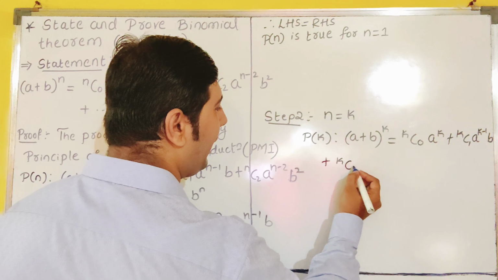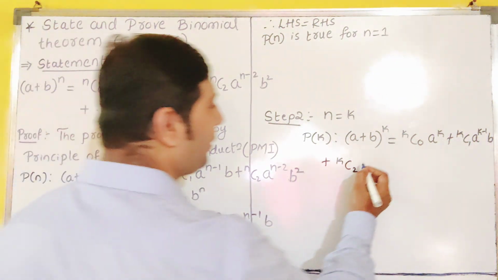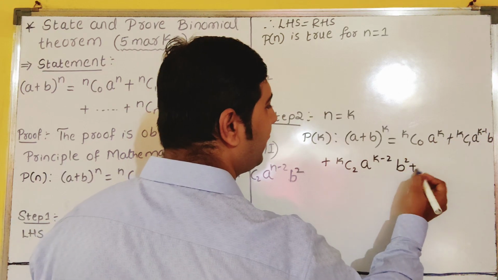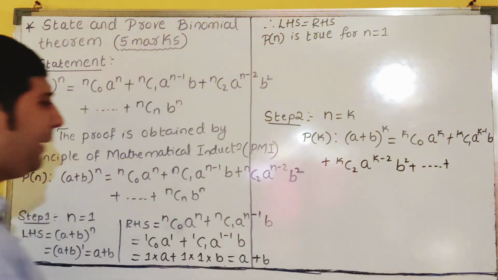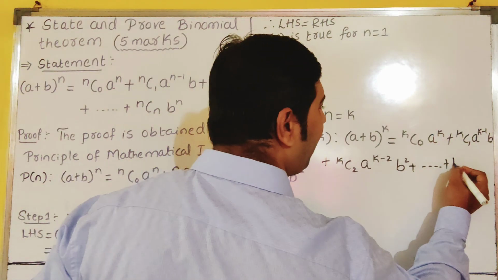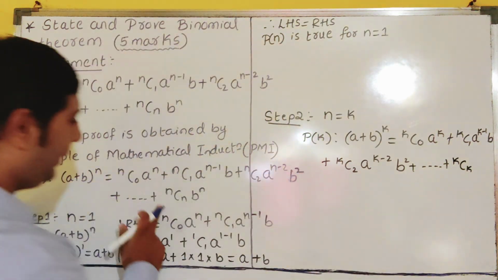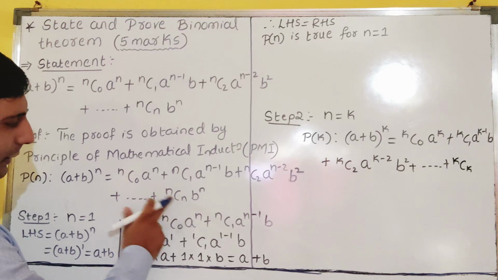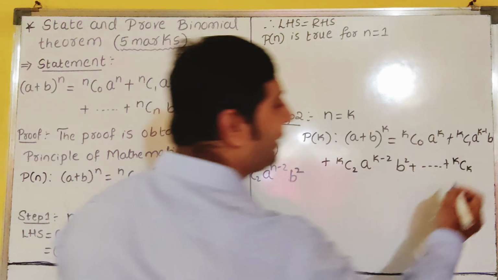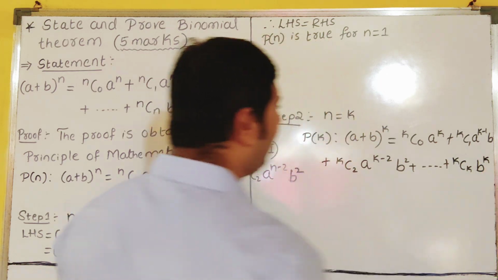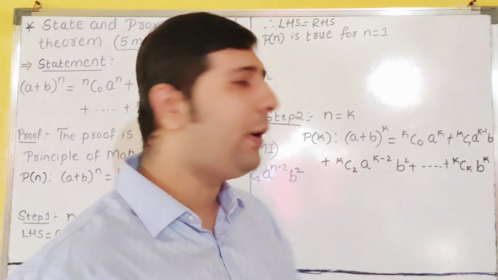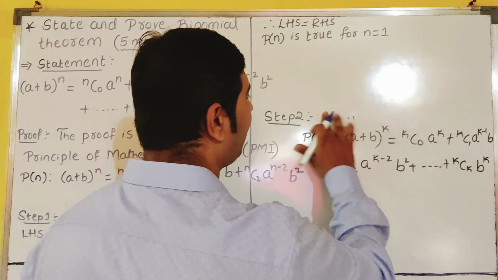So now see plus KC2 A raised to K minus 2 B square, so on up to n value I am putting K, don't get confused. So on up to KCK, n value is K, KCK, n value I am putting K, B raised to K, dear students. So we have assumed this as what? This is true for. We have assumed it. Otherwise you can write it also like this.